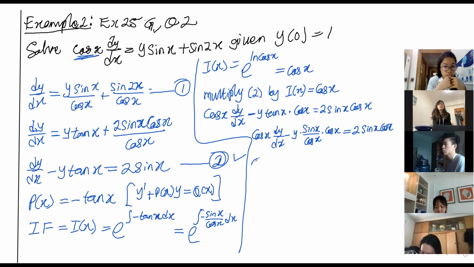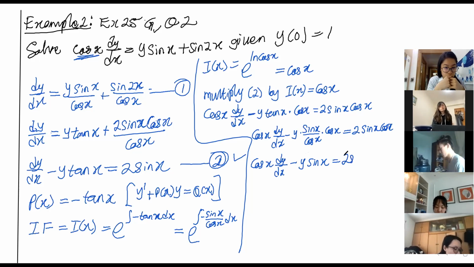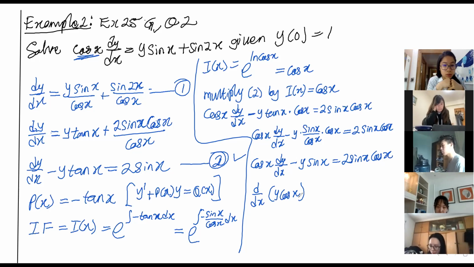So this left-hand side becomes cos x dy dx. Always write cos x before dy dx, please. This is y sine x, and this is 2 sine x cos x. I'm writing some things intentionally. So, Nakita, the left-hand side will be d dx of what? Y cos x. It will always be y cos x. You don't have to even check if it is right or not.